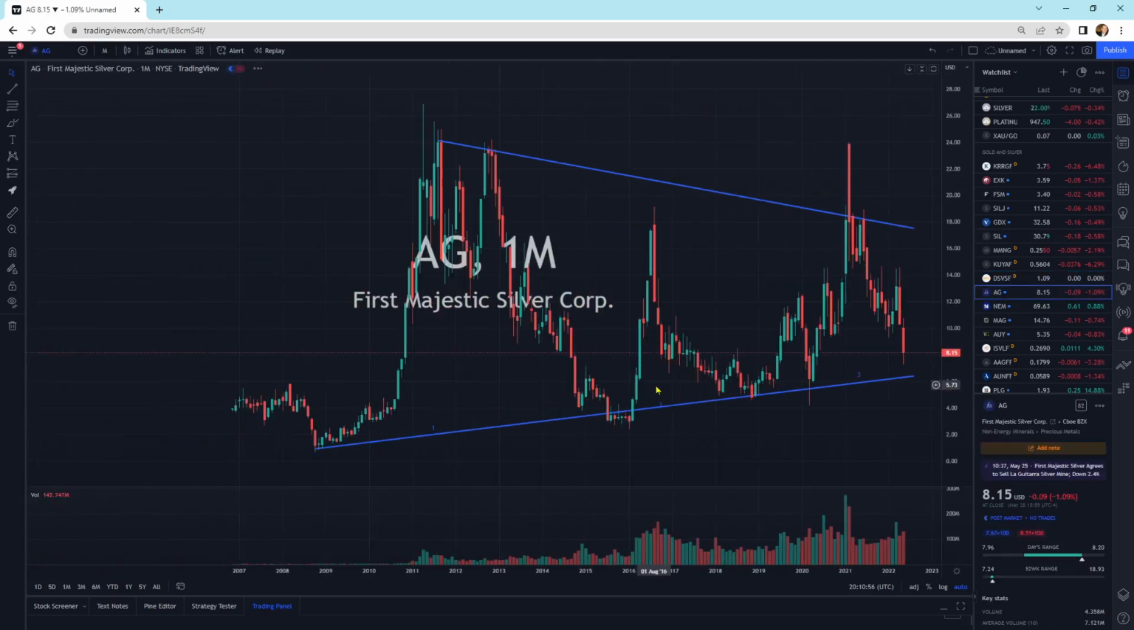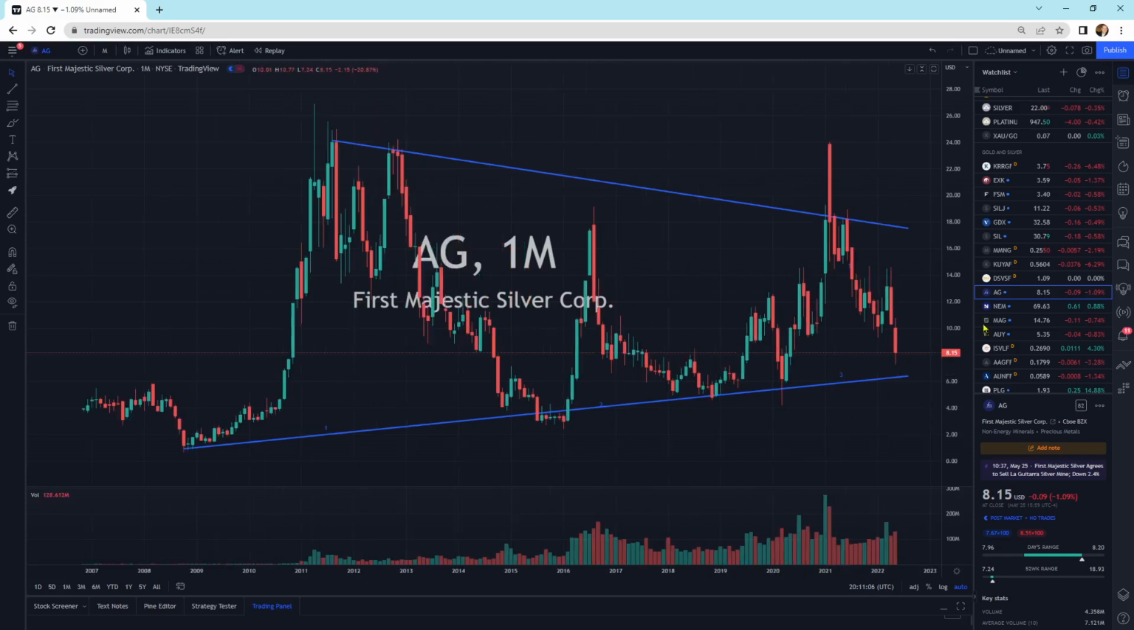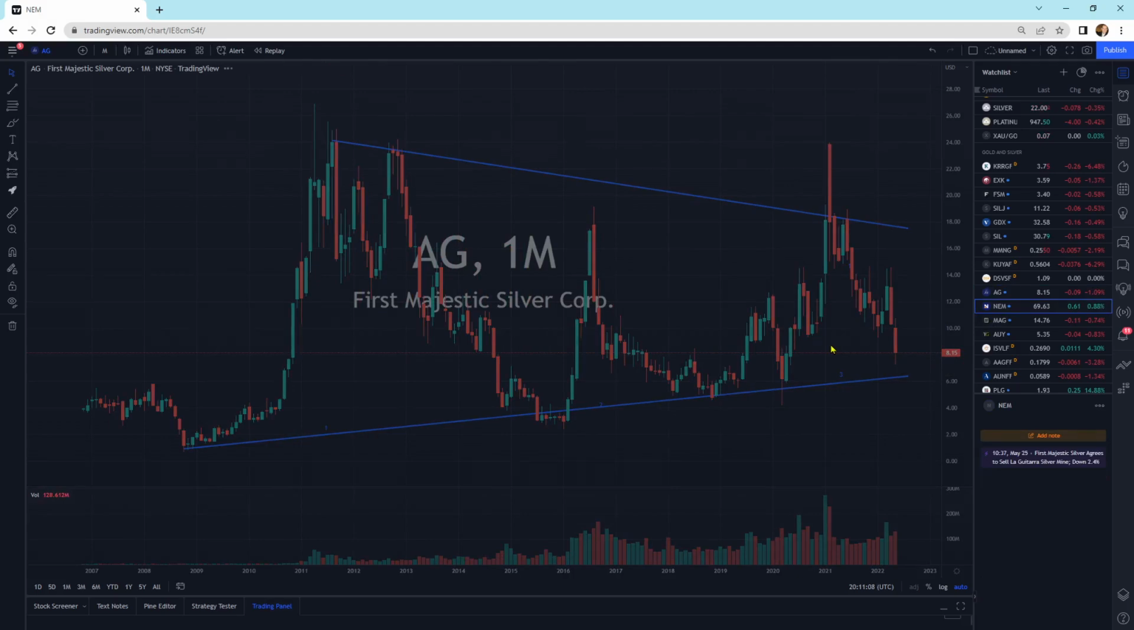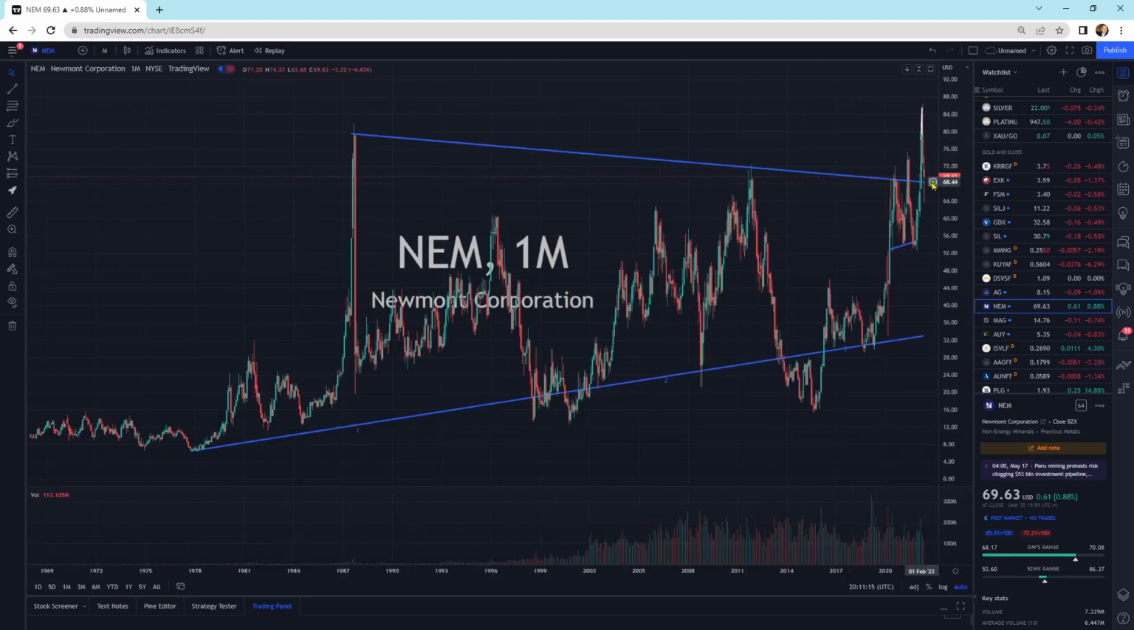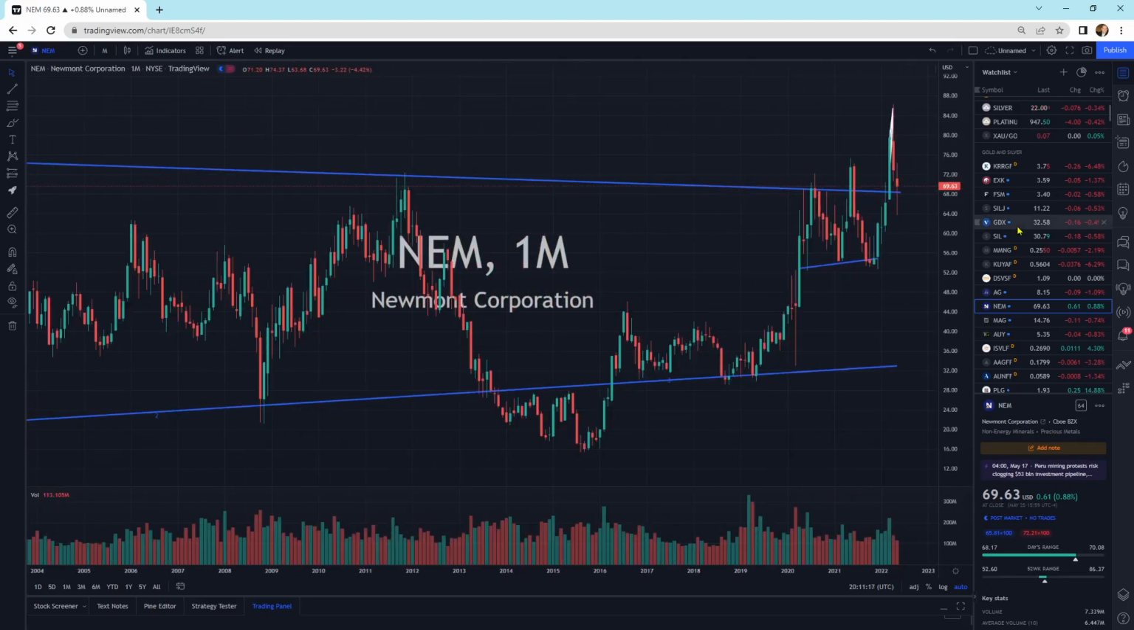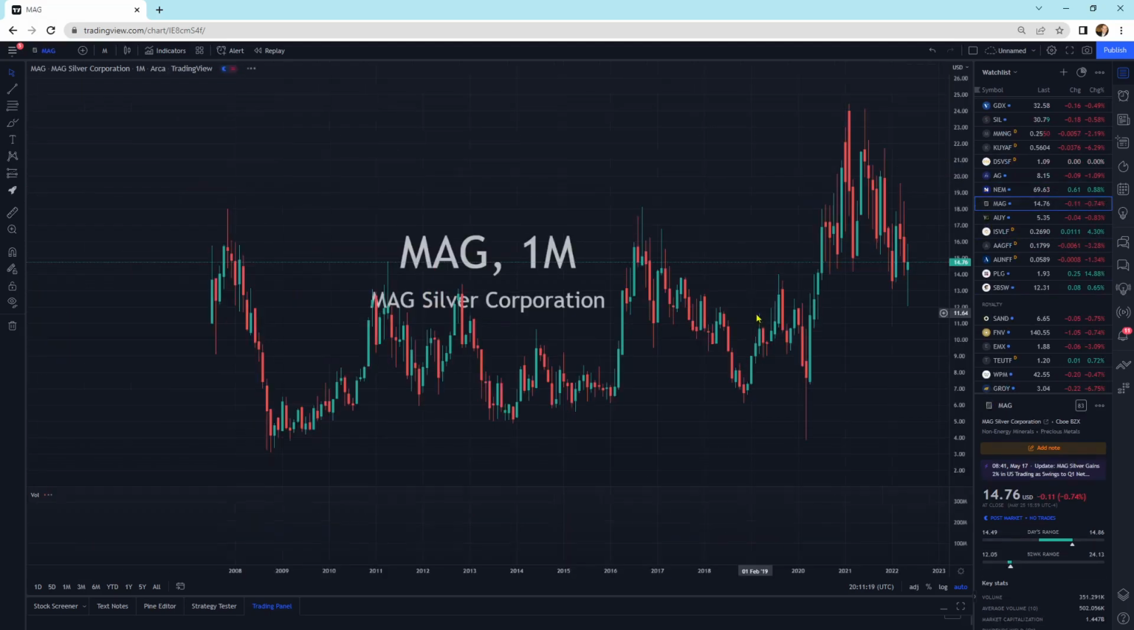AG, we are still in this massive pattern. It's very low. We got very low here on the low end of this pattern. That's usually when you want to be soaking up some shares in the good old account. Newmont's sitting on top of its large breakout. There it is, of this big old breakout. So that actually doesn't look too bad from the big boy perspective.